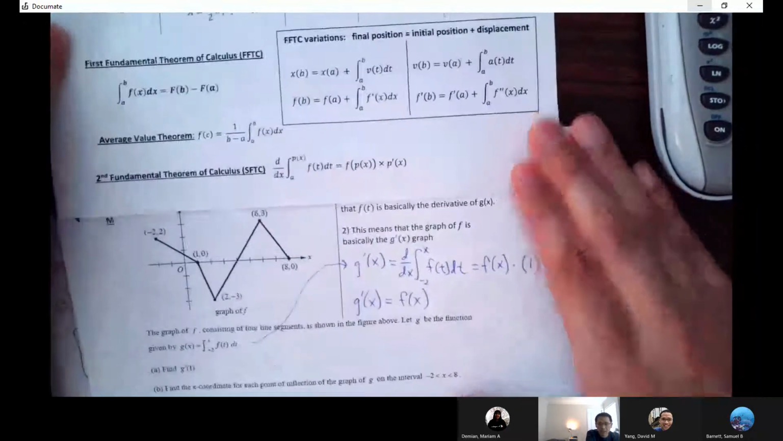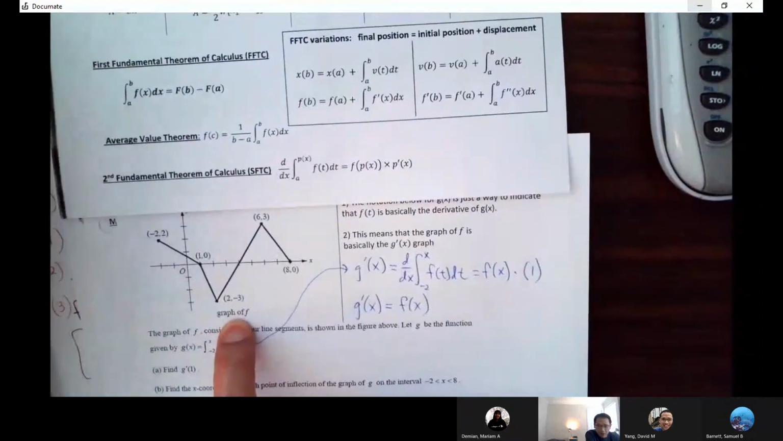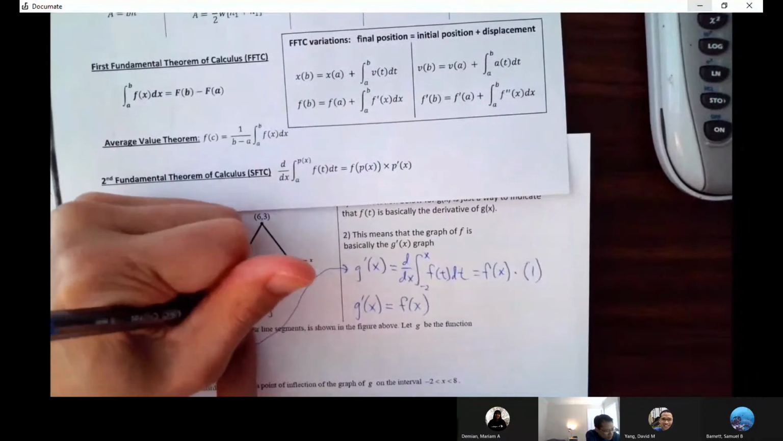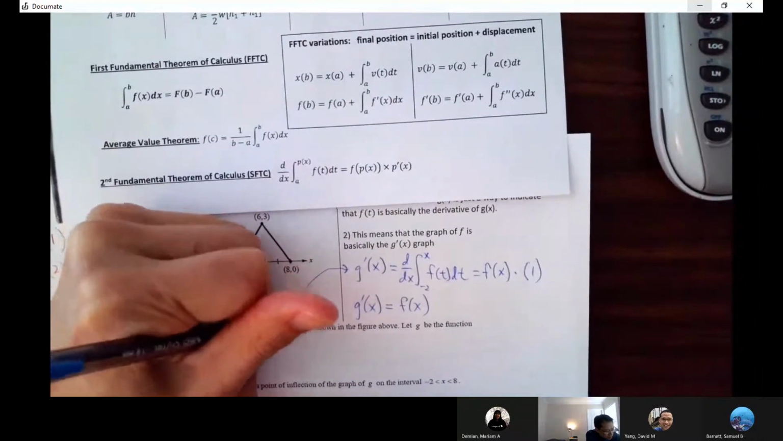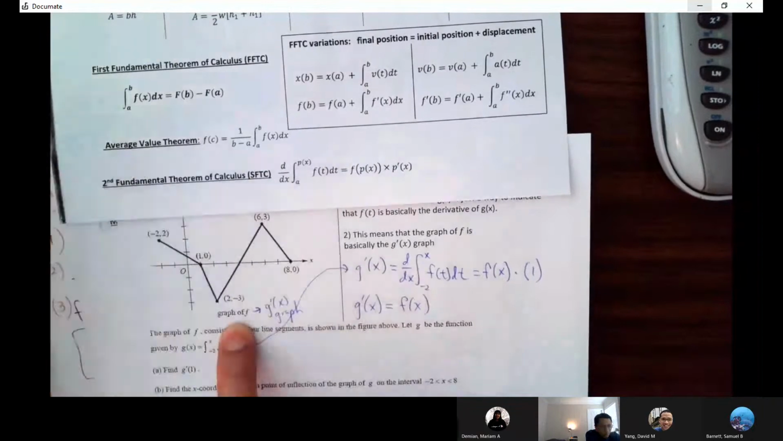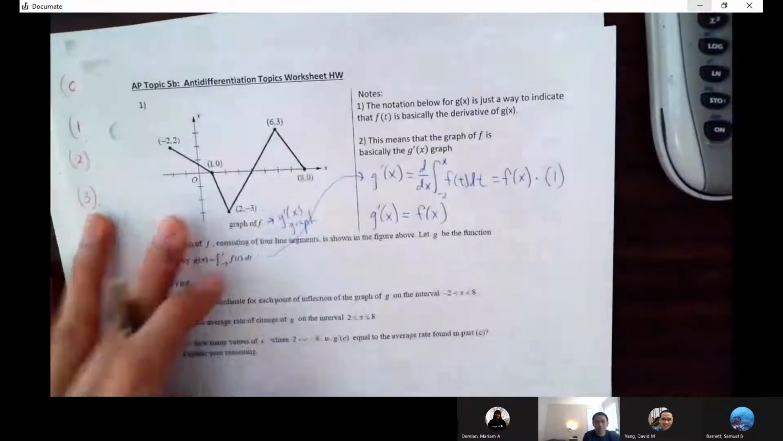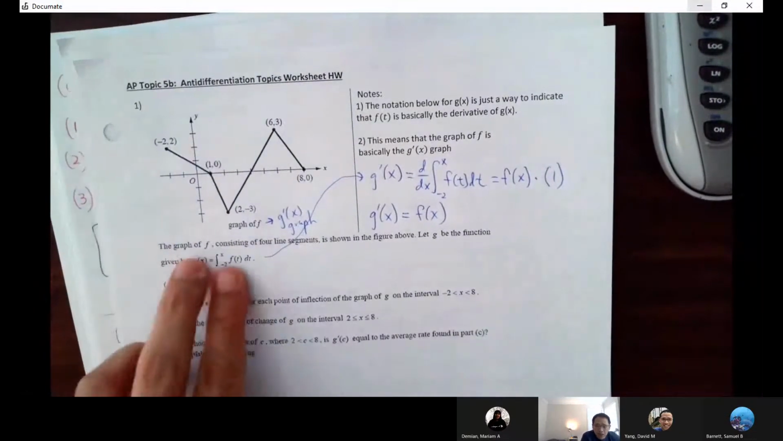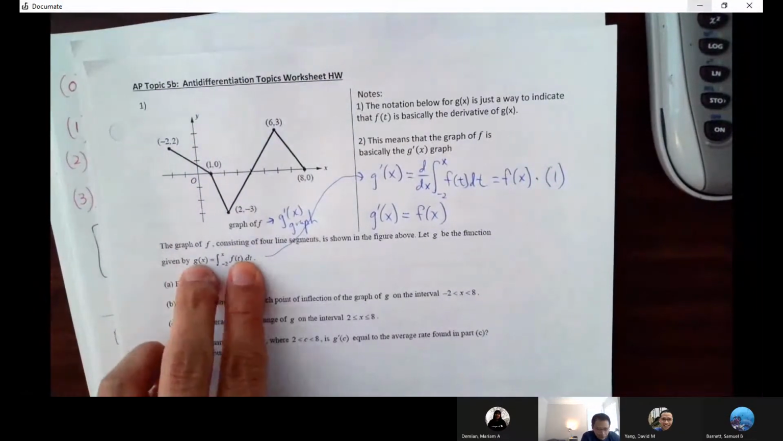So that tells us that they tell us this is the graph of g, but we can also give it another name. We can say that this is g prime. All right, so we're really just looking at a g prime graph. This is the g prime graph. All right, so that's what they're trying to establish with this information here.